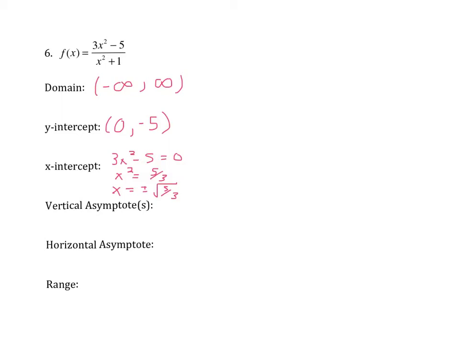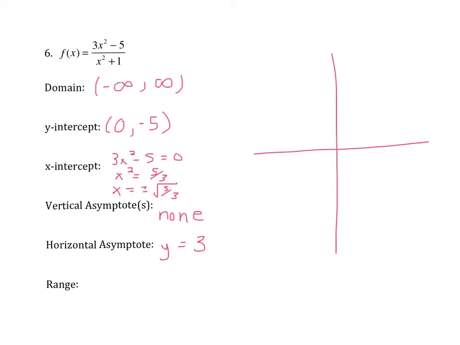So since the denominator is never going to equal 0, we have no vertical asymptotes. But we do have a horizontal asymptote because the degrees are the same. So to find our horizontal asymptote, we do the leading coefficient over the leading coefficient, which is just 3 over 1, which equals 3. So let's go ahead and graph this guy.